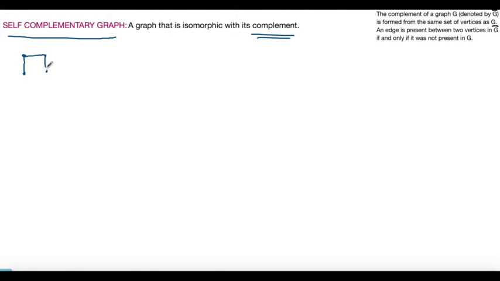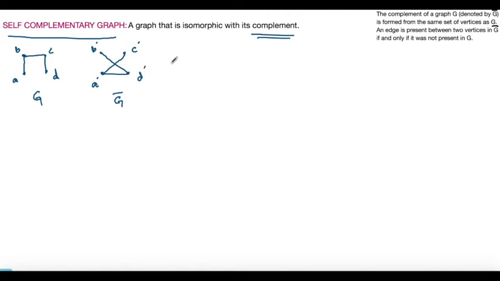Let's start with an example of a self-complementary graph. A self-complementary graph is typically like this: A, B, C, and D. So this is my G. First of all, let's find the complement of this graph. The complement has the same vertices, and edges absent here are present here. So this is there, this is there, and this is there. Let me call this G prime, just to change the labeling.